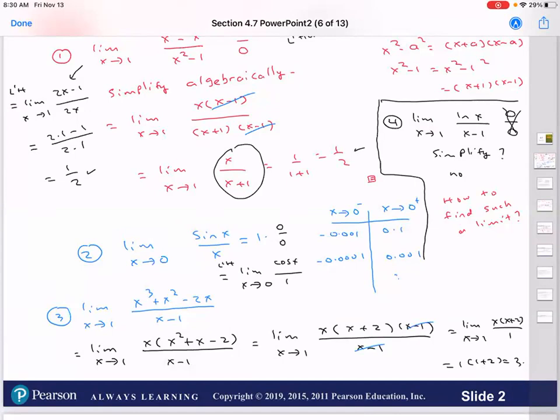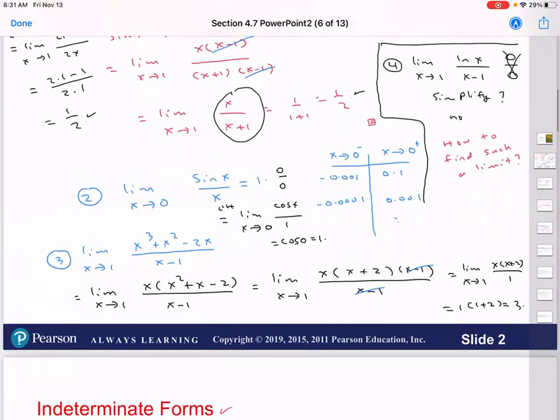How do you find the limit of cosine x as x approaches 0? Can you plug in 0 for x? We can. Cosine 0 is 1. Look, we got the same answer. Are you following me? Then number 3.